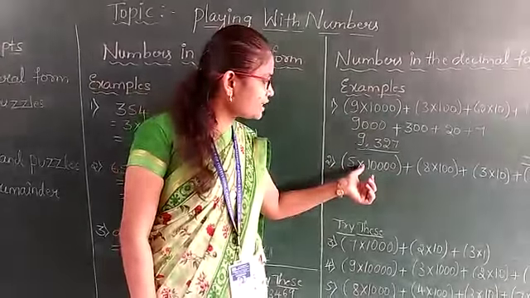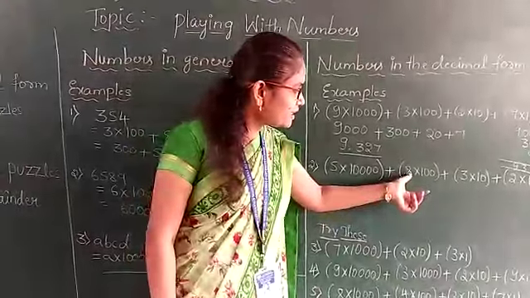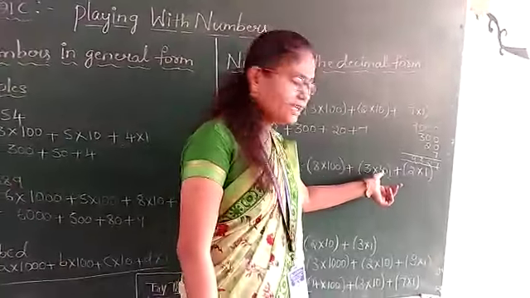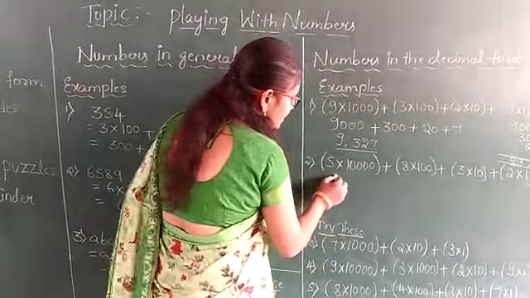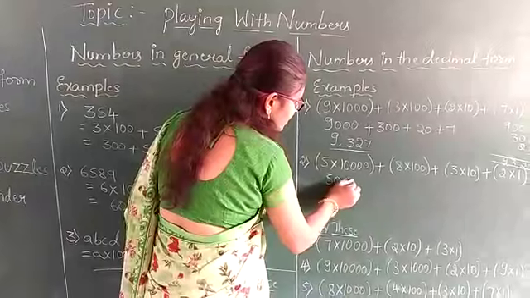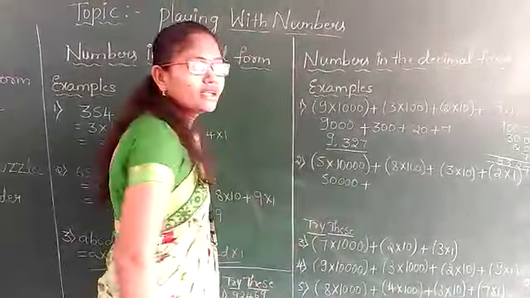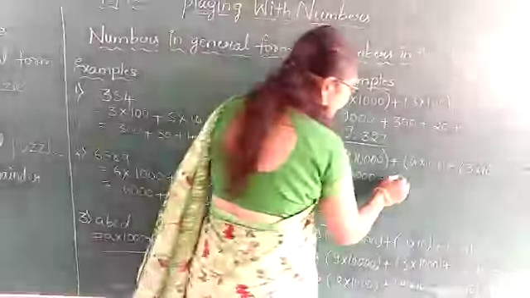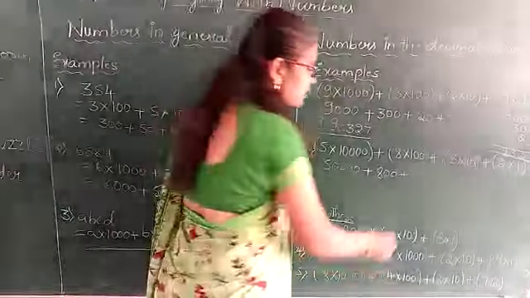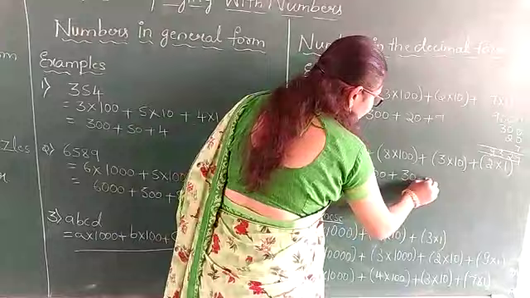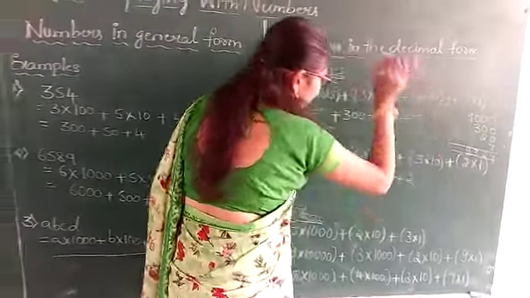Next, second question. The second question is 5 into 10,000 plus 8 into 100 plus 3 into 10 plus 2 into 1. Here also, same, we have to multiply. 5 into 10,000 is 50,000. 50,000 plus 8 into 100 is how much? 800. 800 plus 3 into 10 is how much? 30. Next, 2 into 1 is 2.